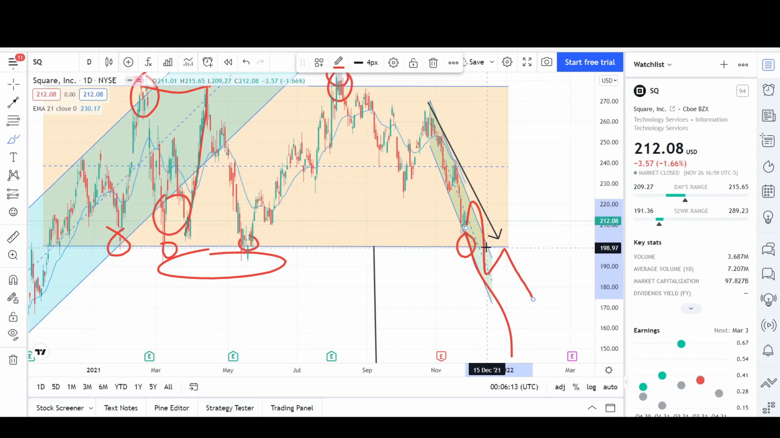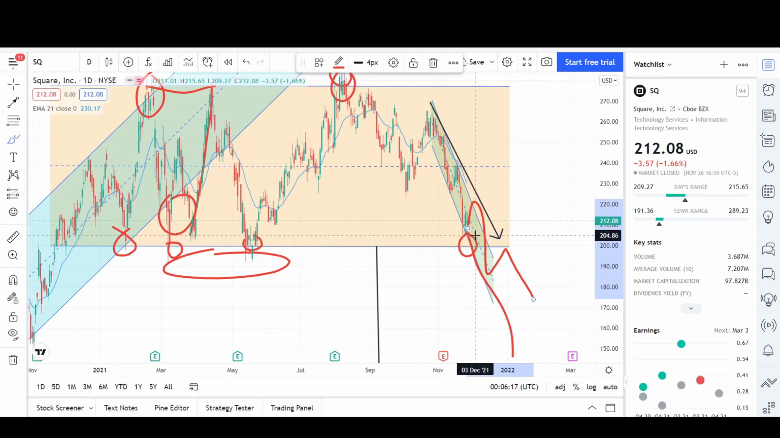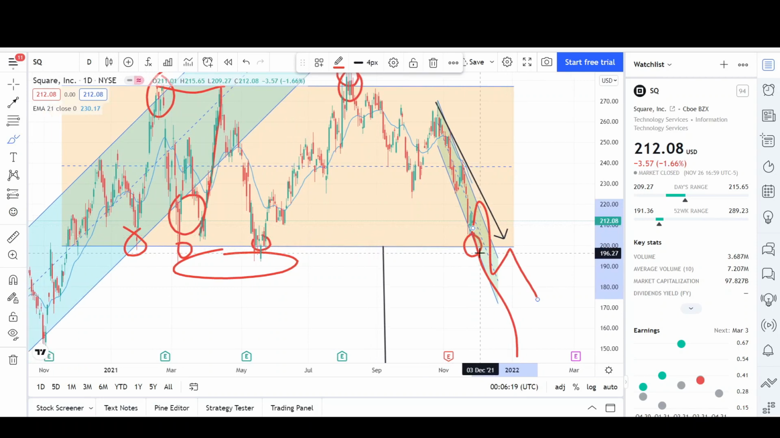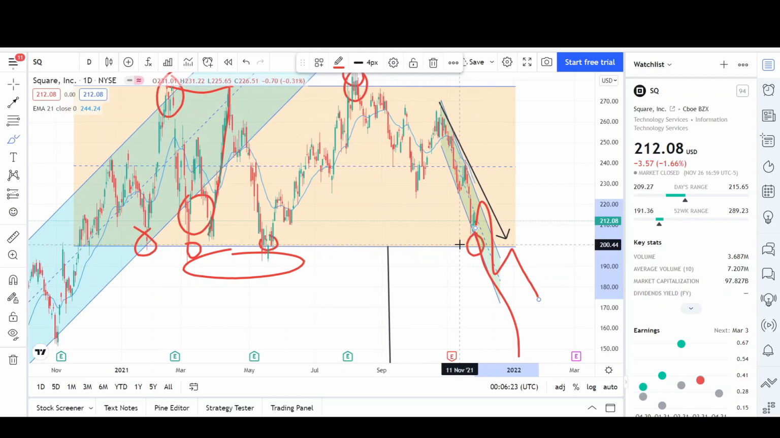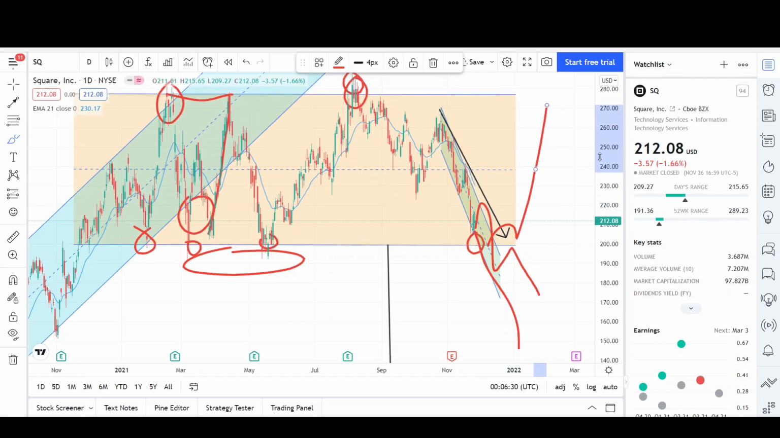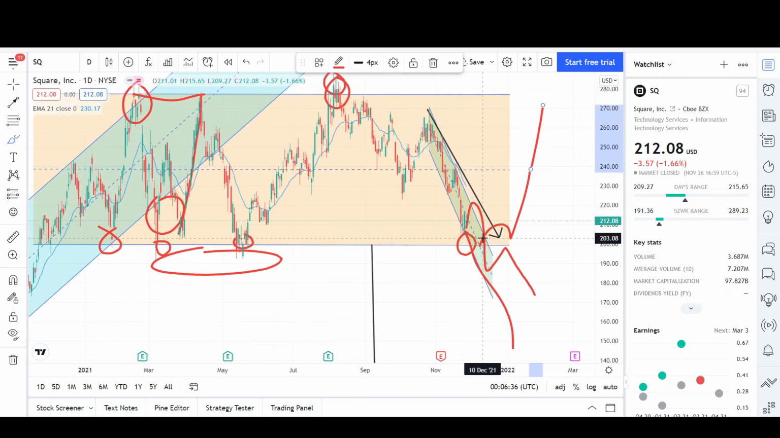If we find some type of support, which is possible, but I think it wants to break this channel, this range, just because all the other payment processing companies are selling off, and it looks like this one could do the same. But if we do find some type of support, we'll probably just continue to trend up to the upper side of the range. It's kind of like a pinball. The price action just bounces back and forth inside of the range, and eventually it will break out.